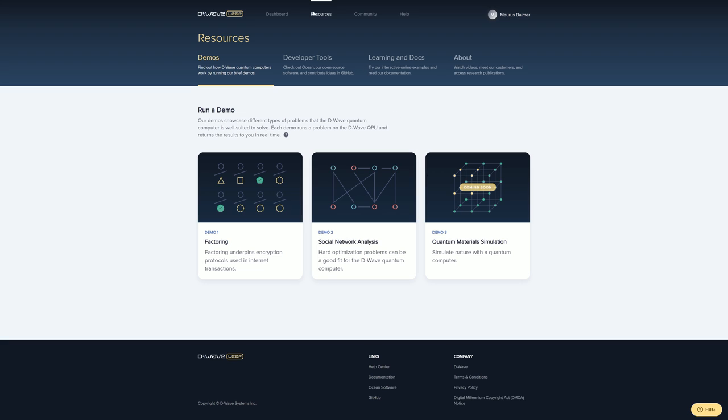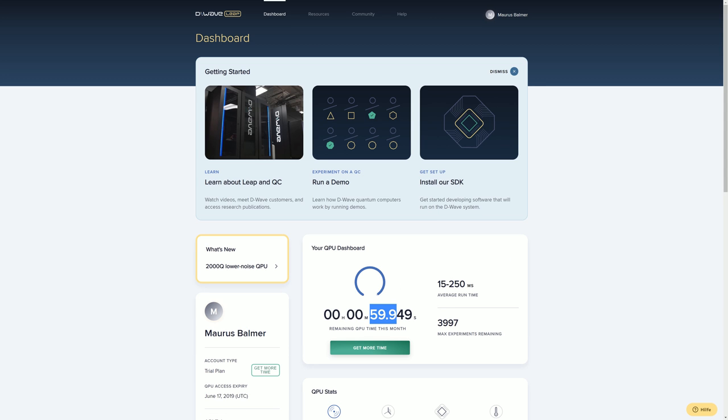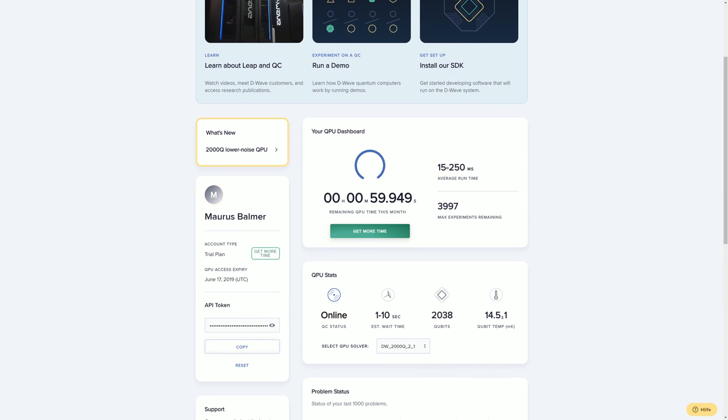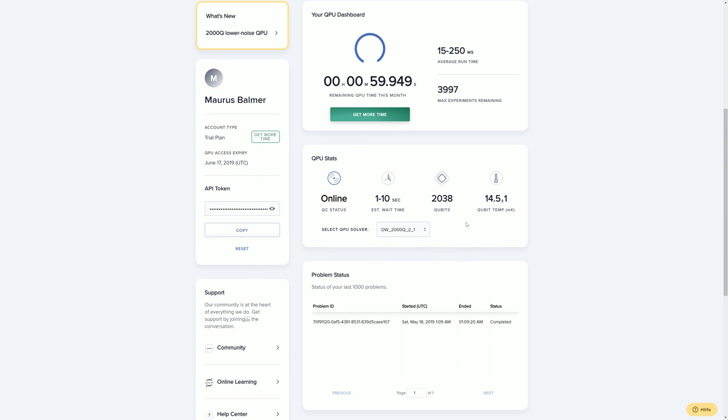Let's go back to the dashboard, and in fact I used it, you see, and another experiment counted down, 3997 left. I accessed the quantum computer 3 times now, because you have 4000 experiments remaining. I used three experiments, so I have 3,997 experiments left, and the calculation time got down very short. I still have a lot left, but I really accessed the quantum computer.